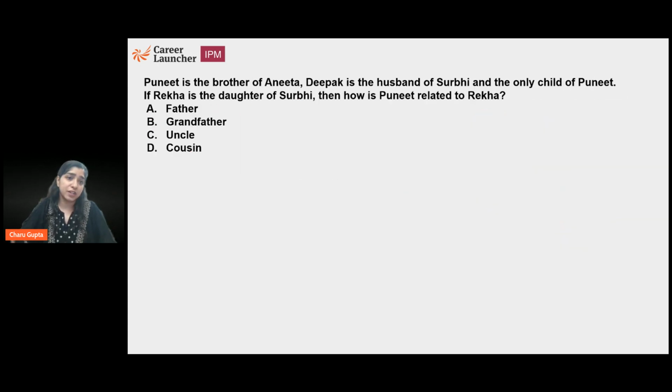Okay, so this is blood relations. Puneet is the brother of Anita. Deepak is the husband of Surbhi and the only child of Puneet. If Rekha is the daughter of Surbhi, then how is Puneet related to Rekha? Yes, blood relations can be a little confusing.